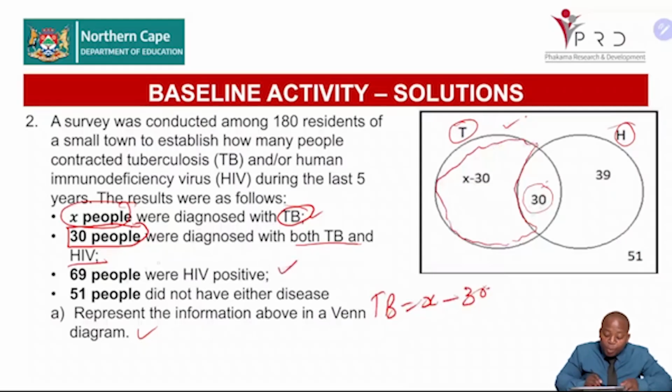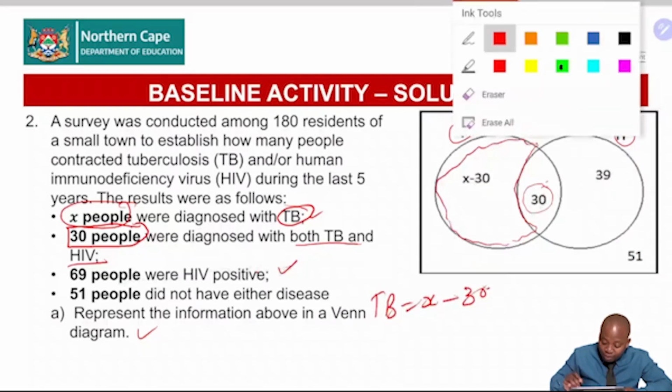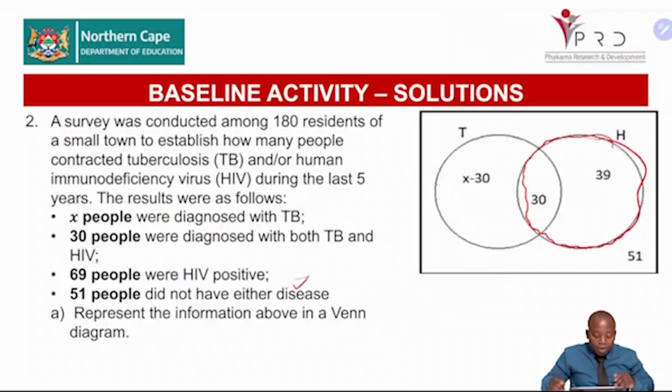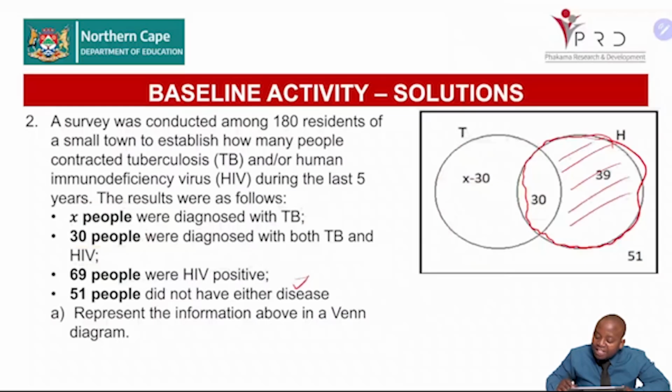The total people who got HIV are 69. And that 69, what does it represent? It represents everything in our event H, because that 69 also includes the ones who have TB, because there are those who got TB and HIV. So 69 are HIV positive. Then how many are only HIV positive but don't have TB, which is that space that I've highlighted there?